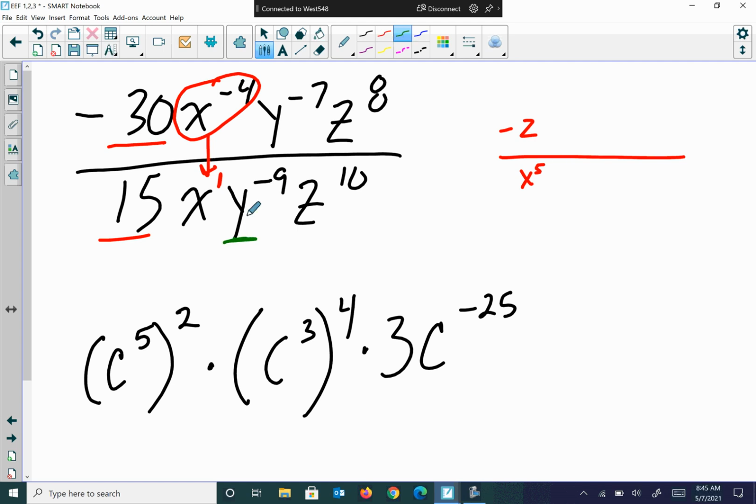These guys want to flip-flop. So the y to the 9th goes on top. So if the y to the 9th goes on top, 2. Who wins? 2. By 2. Top wins by 2. Okay. Tug of war with the z's. Who wins? Top or bottom? Bottom. By 2.